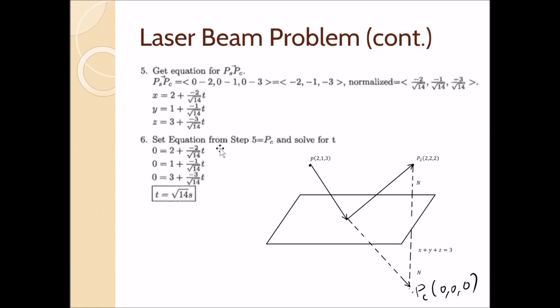Now we set this parametric equation of a line to PC and solve for t. So we say that x, y, and z are all 0 because this point is (0, 0, 0). Then we simply solve for t, and we get t equals root 14 seconds. So we know that it takes root 14 seconds for the laser beam to get from here all the way over here.